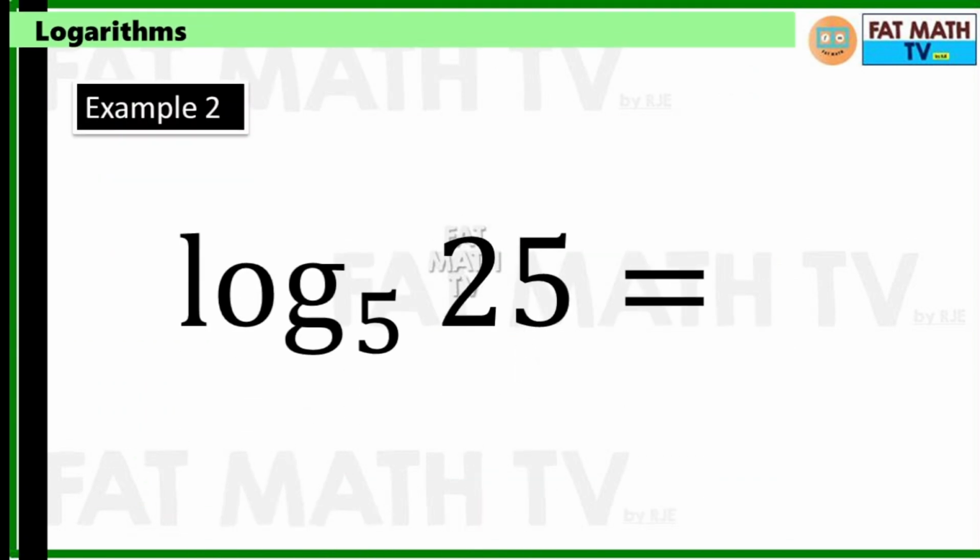Another example, logarithm of 25 to the base 5 is what? That is asking you the exponent at which 5 should be raised to get 25. So what should be the exponent of 5 to get 25? So the answer is 2, because 5 squared is 25.